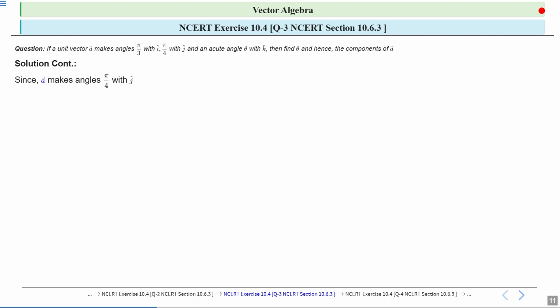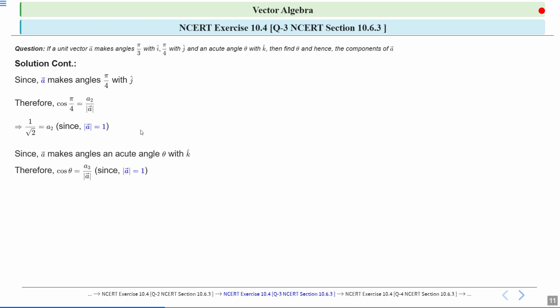Now, since A vector makes an angle pi by 4 with j cap, therefore cos pi by 4 will be equal to A2 upon magnitude of A vector, right? So A2 will be equal to 1 by root 2, since magnitude of A vector is equal to 1.